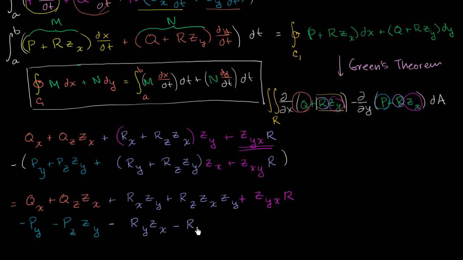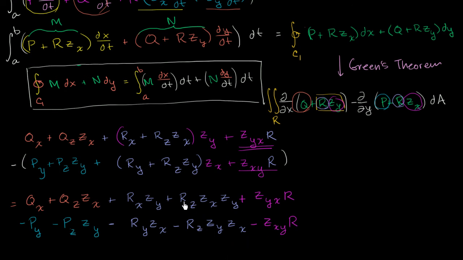The partial of r with respect to z times the partial of z with respect to y times the partial of z with respect to x. And then finally this term right over here, minus this, because we have that negative out there, minus the partial of z with respect to y, then with respect to x, and then with respect to y, r. And let's see if we can simplify things.